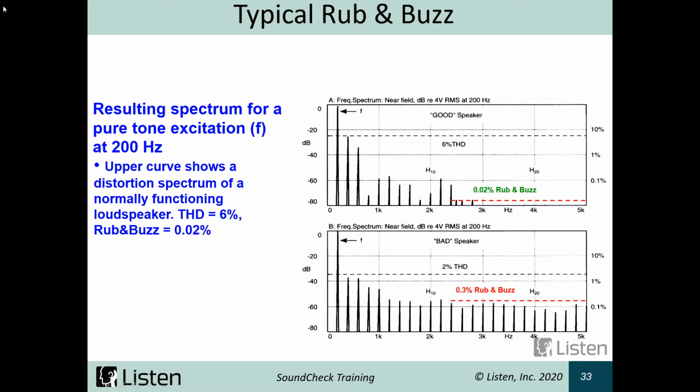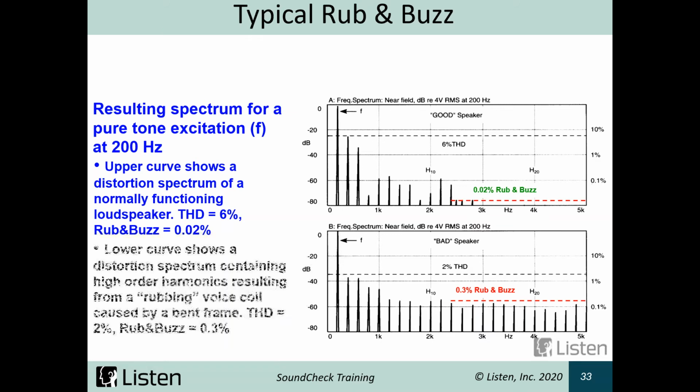If we look at the graph of the bad speaker, there's only 2% THD, but a lot of that is concentrated in the high order harmonics. So the rub and buzz here, instead of 0.02%, is 3%. That is much more audible, and it's not getting masked by the pure tone at 200 Hertz, and it's not as pleasant to listen to. So this was being caused by a rubbing voice coil from a bent frame.